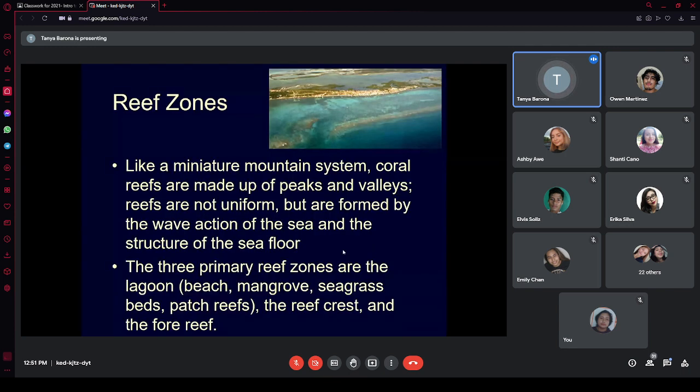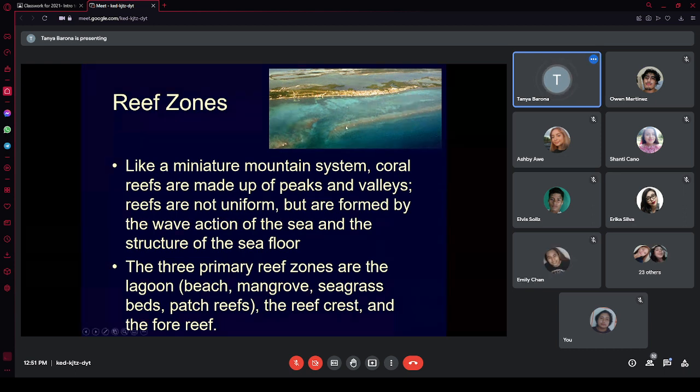All right, so reef zones. Like a miniature mountain system, coral reefs are made up of peaks and valleys. Reefs are not uniform, but are formed by the wave action of the sea and structure of the sea floor. The three primary reef zones are the lagoon, where you find your beaches, your mangroves, your seagrass beds, and your patch reefs. And there is a reef crest, and of course the forereef.